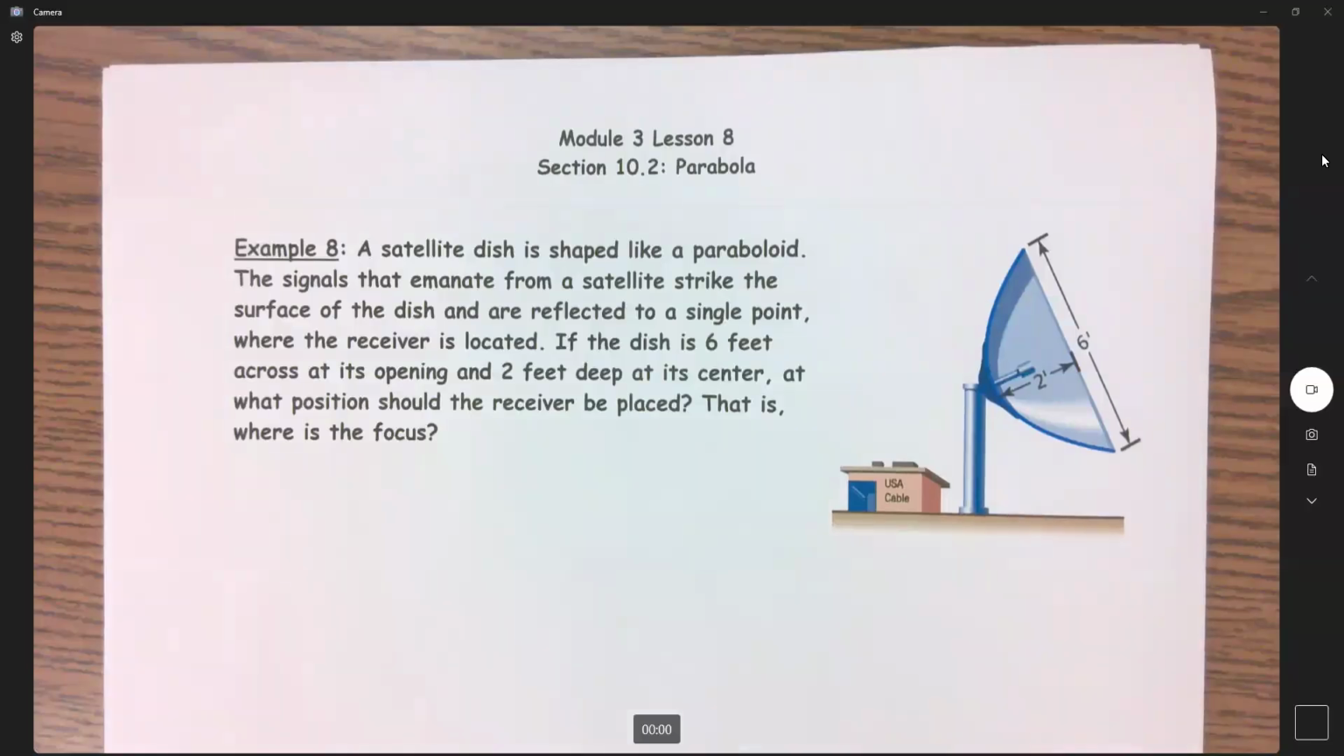We're going to end this lesson with two application problems, and these come directly from my math lab, so you're going to have examples like this in your homework. Example 1 says a satellite dish is shaped like a parabola. If the signals that emanate from the satellite strike the surface of the dish and are reflected to a single point, where should the receiver be located?